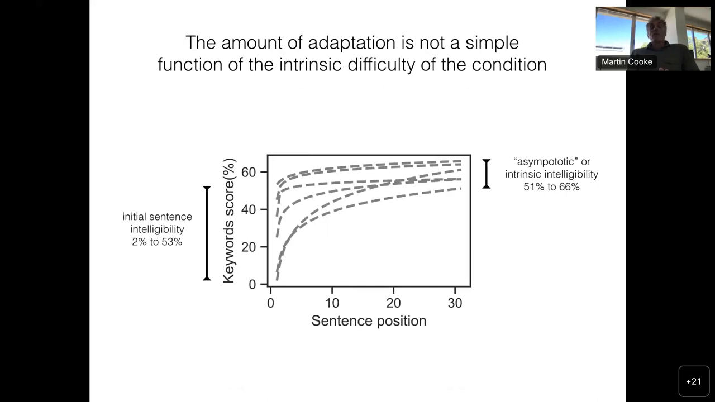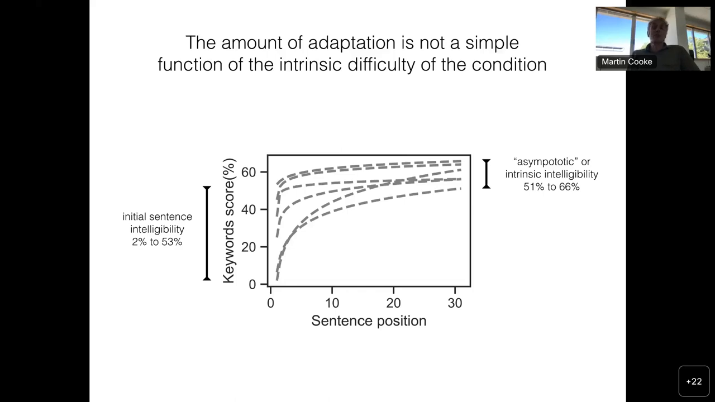Now, you might think that the amount of adaptation you're going to see depends on the intrinsic difficulty of the condition. What I mean by intrinsic difficulty is, imagine that you grow up on a planet where the only thing you can hear is sine wave speech. Pretty rapidly, you're going to max out in the intelligibility of sine wave speech. Presumably, if you grow up on such a planet, intelligibility will be very high, but you know what I mean. So essentially, the asymptotic or the intrinsic intelligibility of the speech can be defined.